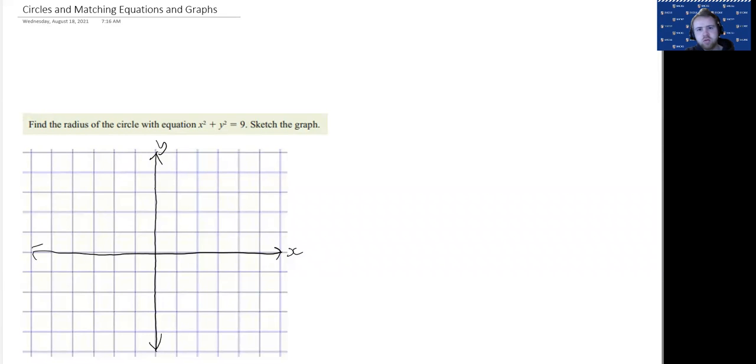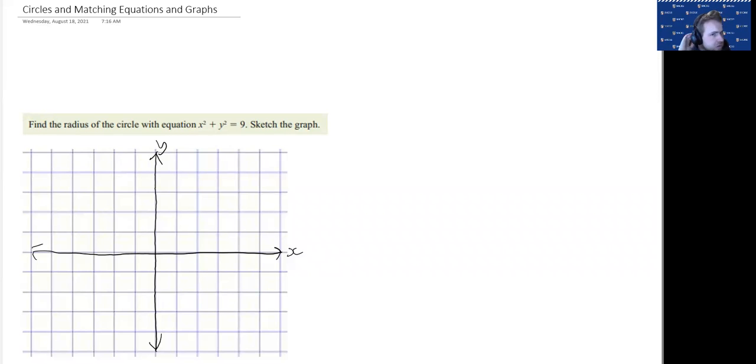Today we're continuing with our series on non-linear relationships. So that is relationships that lead to graphs that aren't straight lines. Last lesson we looked at parabolas, which are like a U shape. We looked at exponentials. And today we're going to be looking at circles. We're also going to be looking at how we can match equations and graphs together.